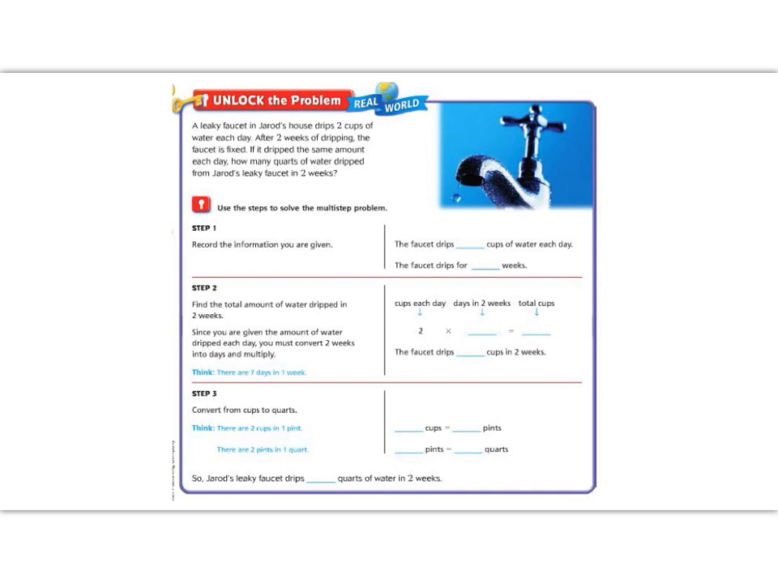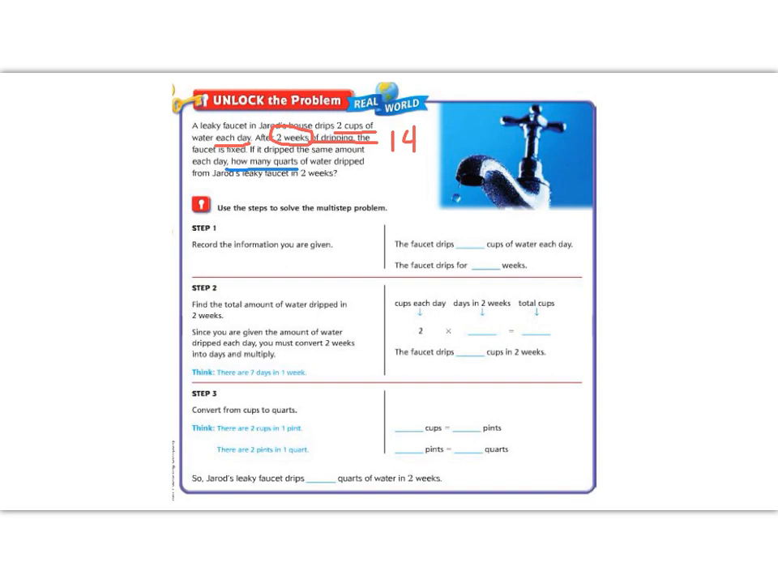All right, so in order to solve this problem, let's think about what we already know. We know that his house dripped 2 cups of water each day, and then it dripped for 2 weeks. And thinking about 2 weeks, that is 14 days. So it dripped 2 cups of water for 14 days. But then if we look at the question, we need to answer how many quarts of water did it drip. So we're going to have to do some converting as well.